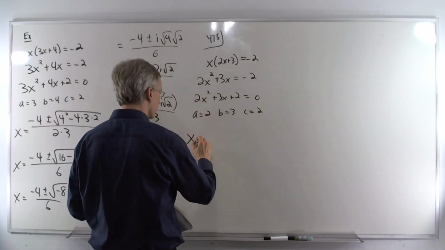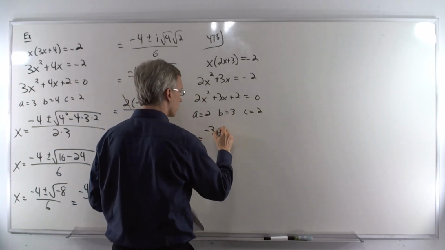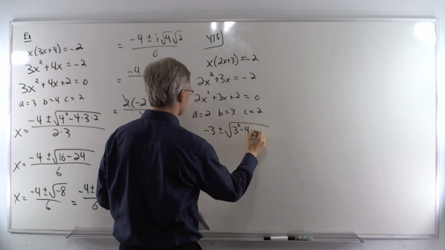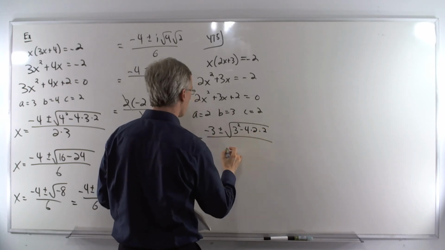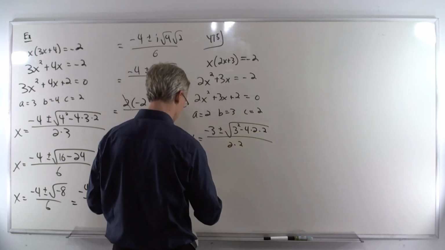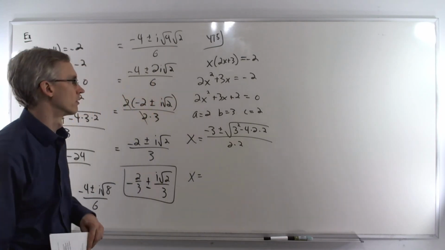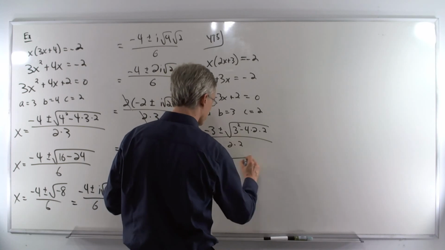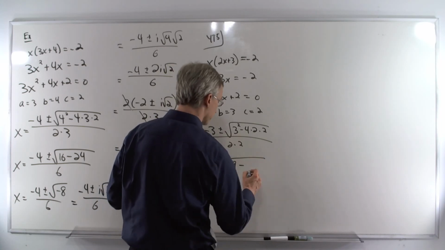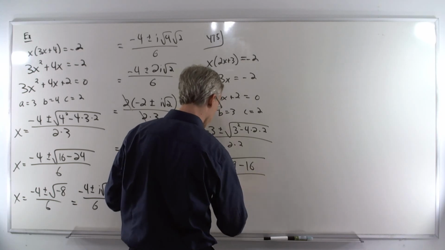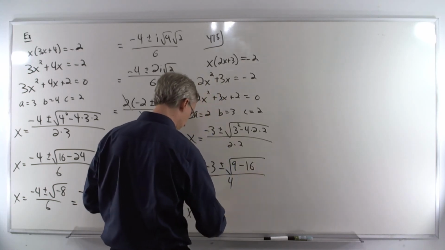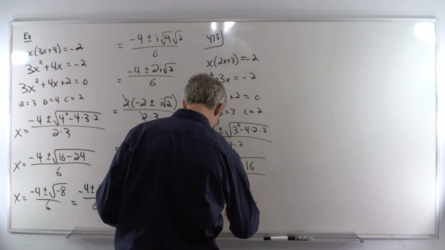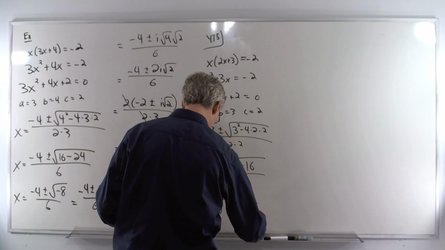Plug it into the quadratic formula. Negative b, so that's negative 3, plus or minus the square root of b squared, that is 3 squared, minus 4 times 2 times 2, all over 2 times 2. Next up, let's simplify underneath the radical. Negative 3 plus or minus the square root of 9 minus 4 times 2 times 2, which is 16, all over 4. 9 minus 16 is negative 7.